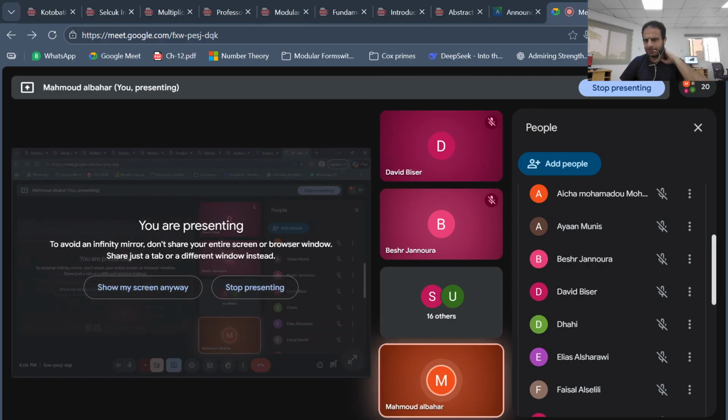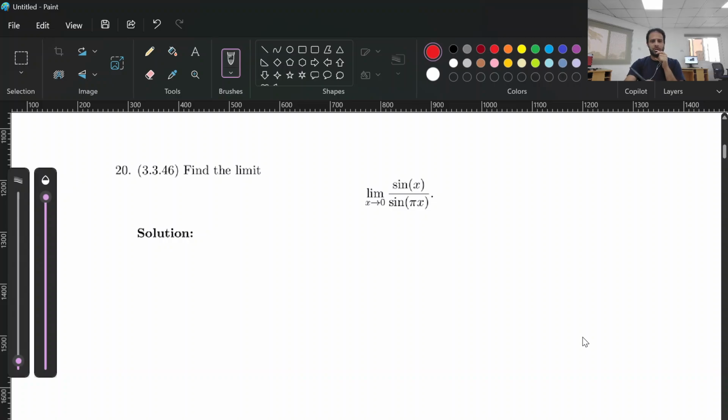Now, Dahi, please help me with question 20. Do you know how to solve it? Limit of sine x over sine pi x as x goes to 0. No, actually, I don't. Could you explain it? Then let me help you. So, first we have this.